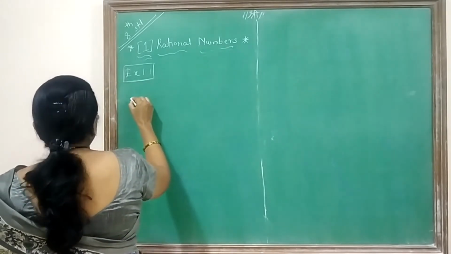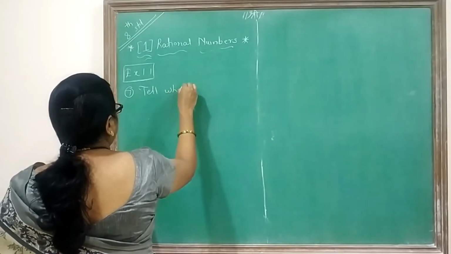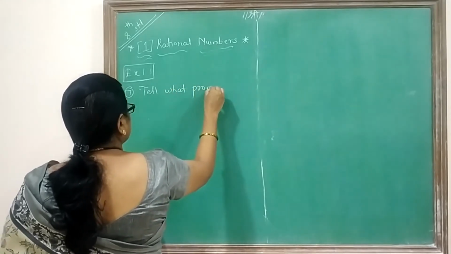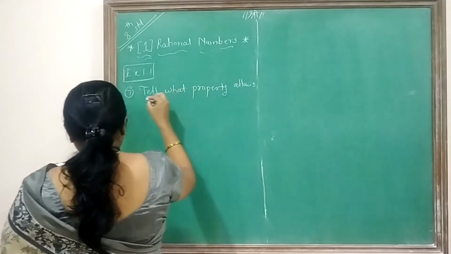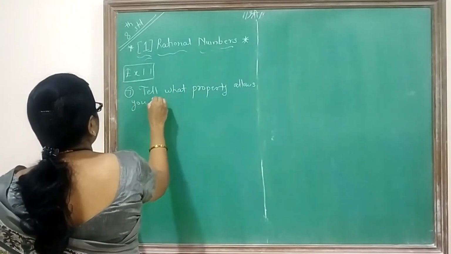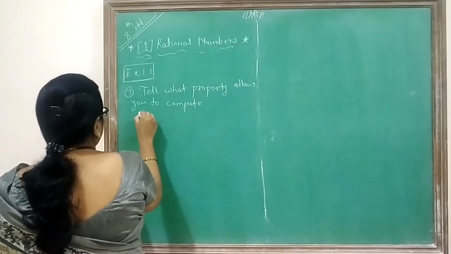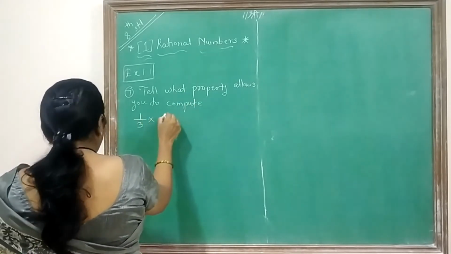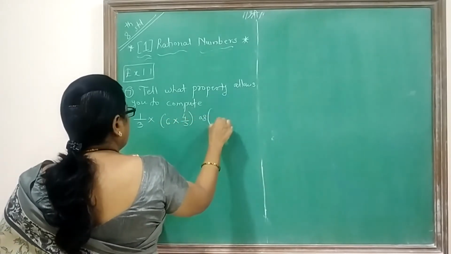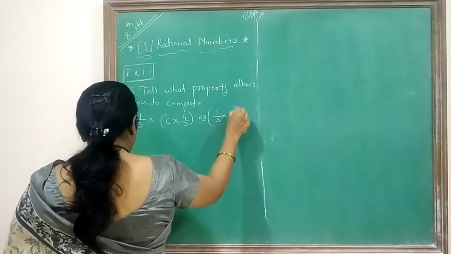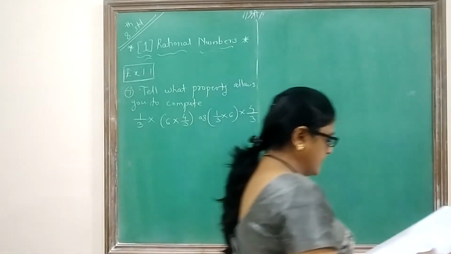Example. Tell what property allows you to compute. Your property is given: 1 by 3 into 6 into 4 by 3 has 1 by 3 into 6 into 4 by 3.